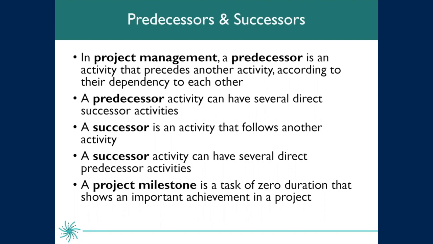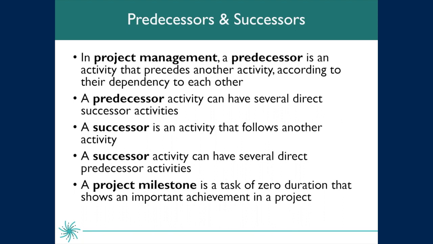So you really want to understand the relationship. This task must be accomplished before this task can begin. That's called a predecessor, the one that comes first. A successor is one that comes second. That's what follows as far as the work for the task. An activity can have several predecessors. It can also have several successors.